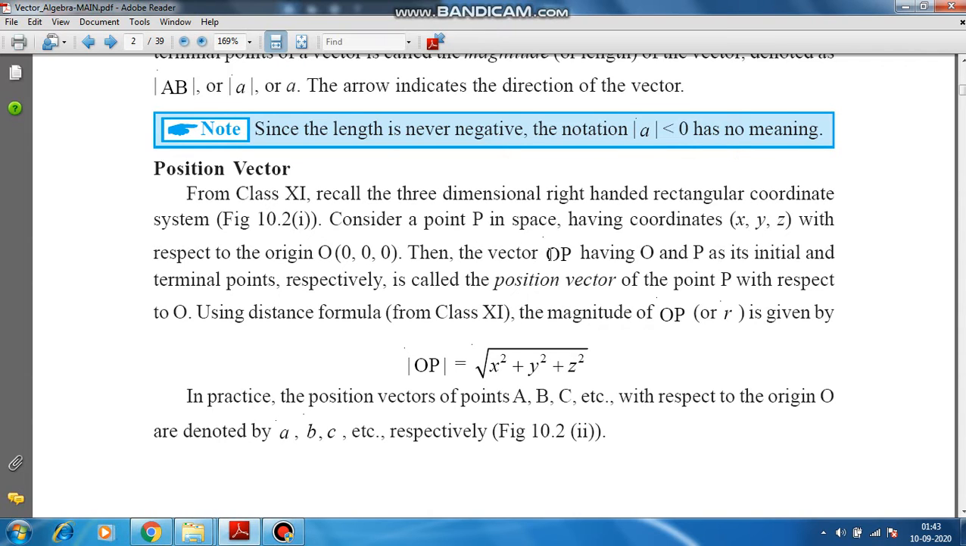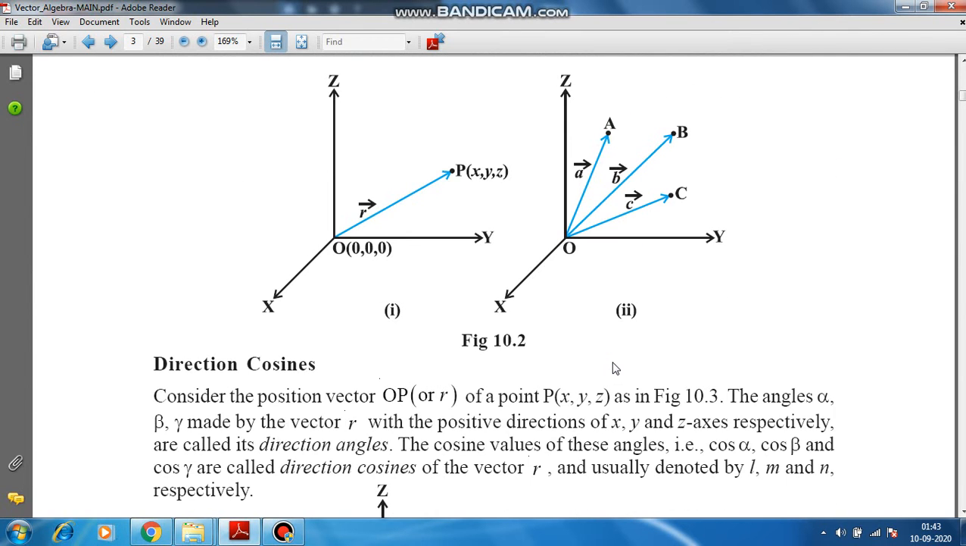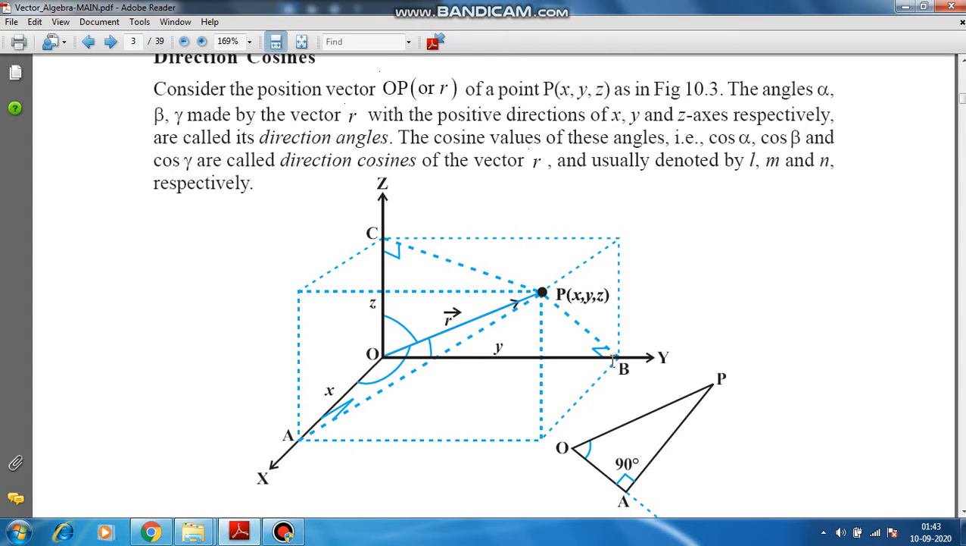If O is the origin and P is any point, then the OP vector is the position vector of P, and its magnitude, if P is (x, y, z), is the square root of x squared plus y squared plus z squared. This is the formula for magnitude. Next we will pass on to direction cosines.